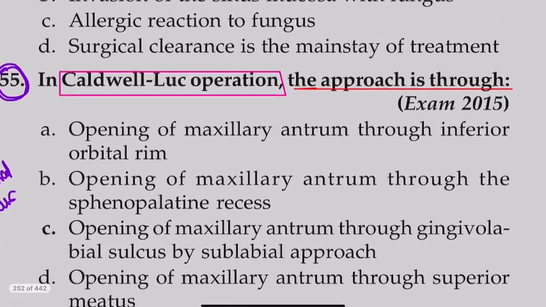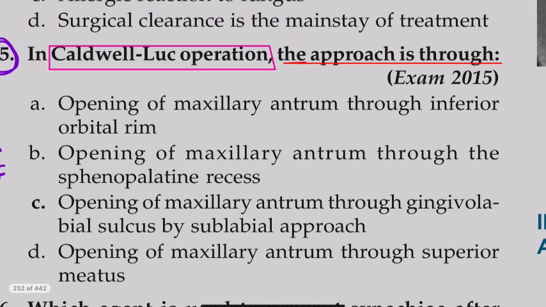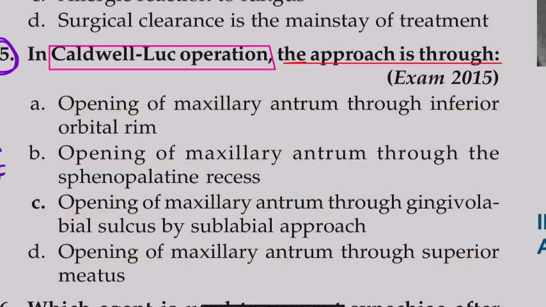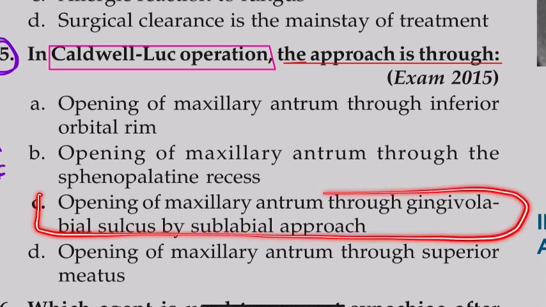Caldwell-Luc operation, the approach is through opening the maxillary antrum, right? Now how are we going to open the maxillary antrum? Through the inferior orbital rim, through the sphenopalatine recess, through the gingivolabial sulcus, through the superior meatus. So here we open the maxillary antrum through the gingivolabial sulcus by the sublabial approach, right?